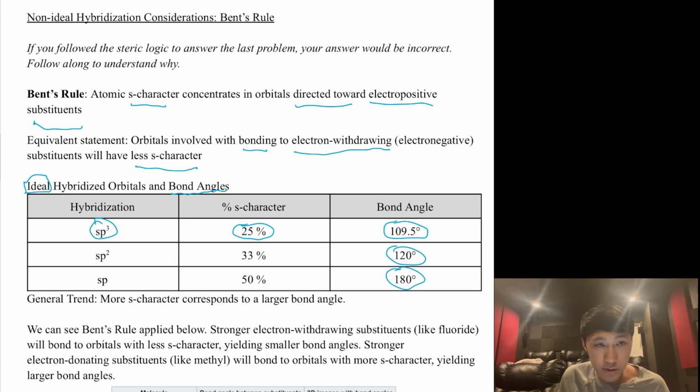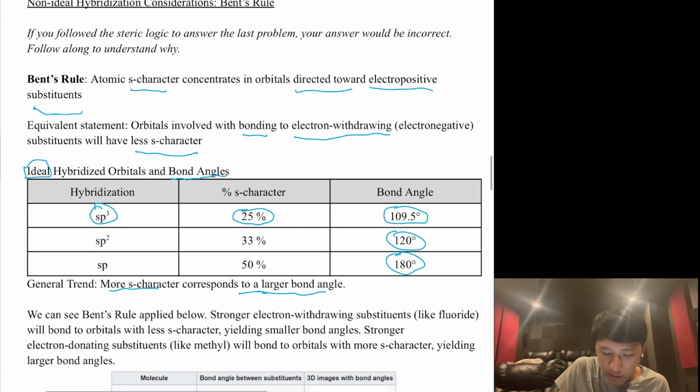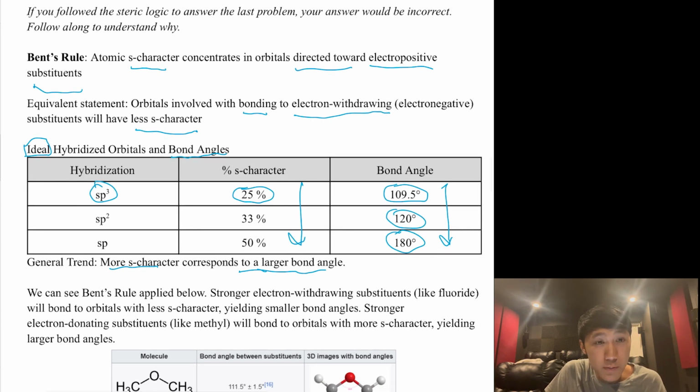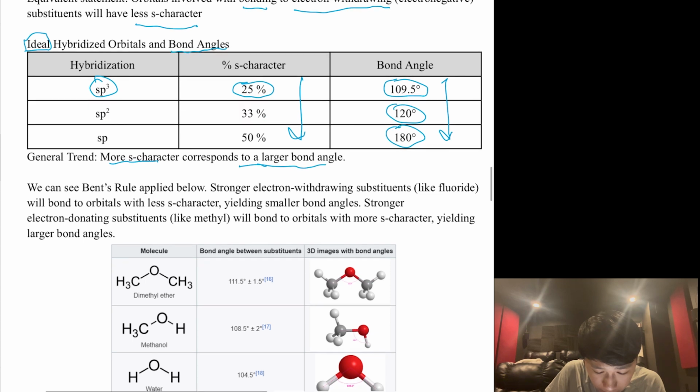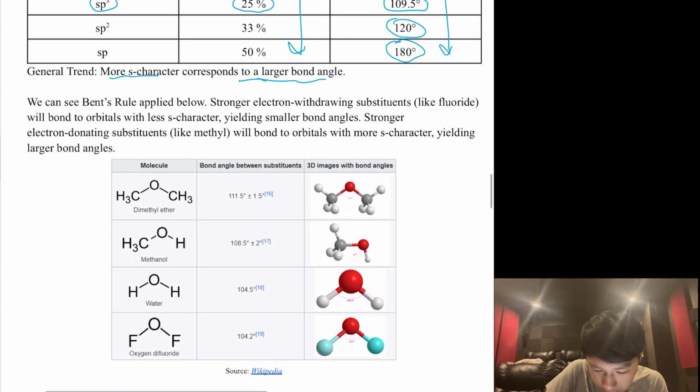And if you notice the general trend between s character and bond angle, what do you see? Well, we see more s character corresponds to a larger bond angle. So this is generally the trend, right? s character increases this way and bond angle increases this way as well. So we can use Bent's rule and apply it to what we see below. Stronger electron withdrawing substituents, like fluoride, will bond to orbitals with less s character, yielding smaller bond angles.